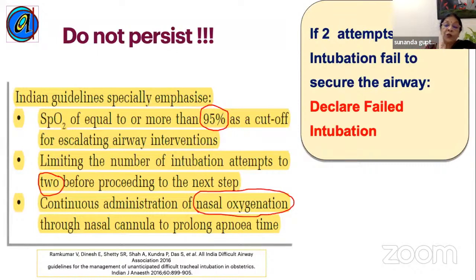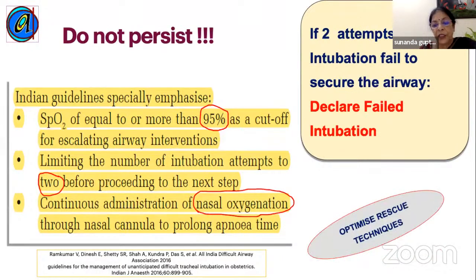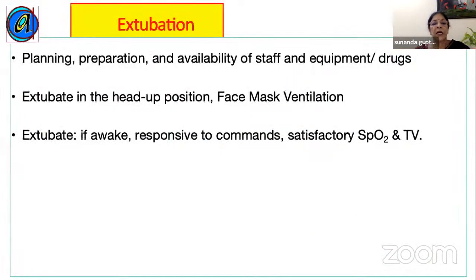So our Indian guidelines specially emphasize that for every technique of airway intervention that we do, you should have your SpO2 at a minimum of 95%. Intubation attempts should be limited to 2 for every equipment that you use, and nasal oxygenation should be mandatory. Once 2 attempts have failed, declare it as failed intubation. Extubation is another important area you should not miss out on. You should plan, prepare, and ensure that there is availability of staff, equipment and drugs. You should always extubate in the head-up position, and after extubation, use face mask ventilation.